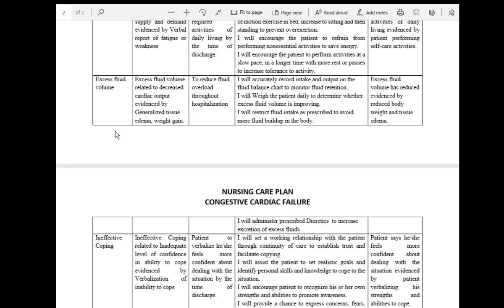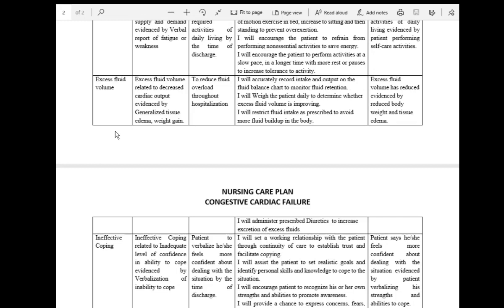And the last point, I will administer prescribed diuretics to increase excretion of excessive fluids. Here we're saying I will administer the prescribed diuretics such as Lasix to increase the excretion of excess fluids. Lasix will help remove these extra fluids through urination, and that will result in a reduction of this excess fluid volume in the body.